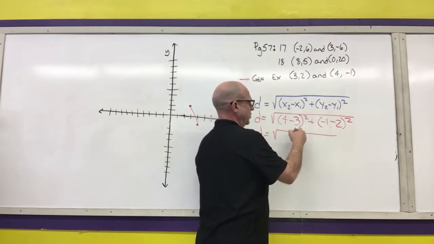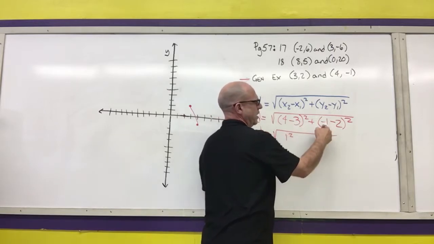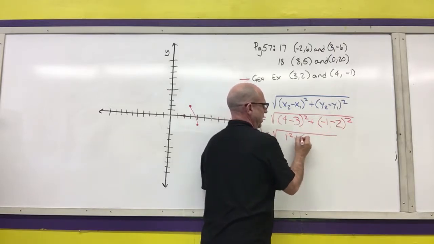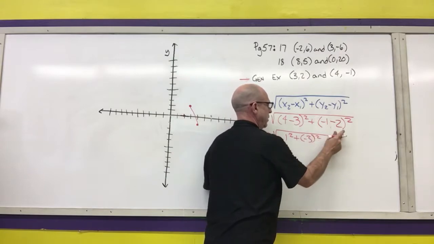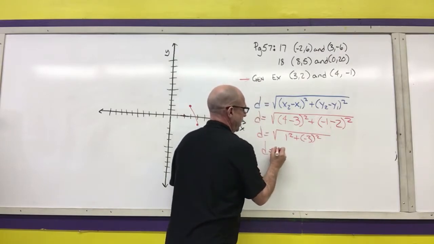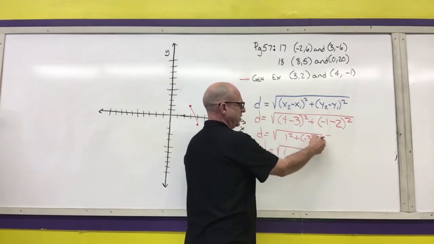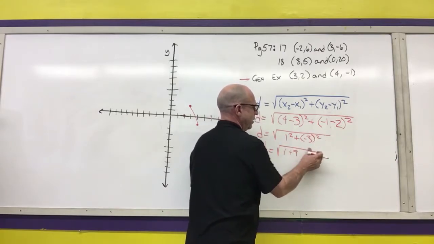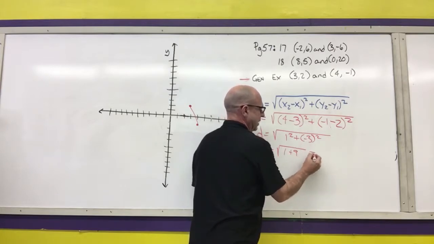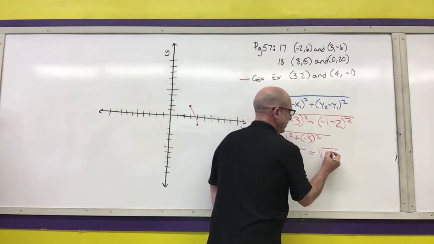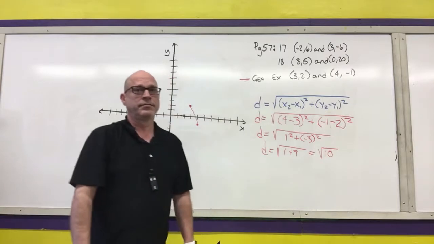4 minus 3 is 1. -1 minus 2 is -3. And I get 1 squared, which is 1, and -3 squared, which is 9. And 1 plus 9 is 10. So the distance is the square root of 10.